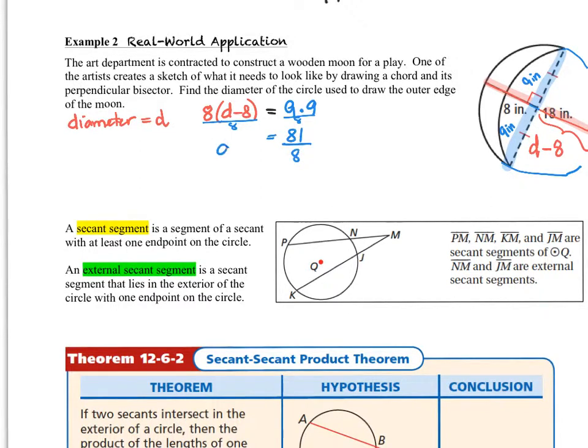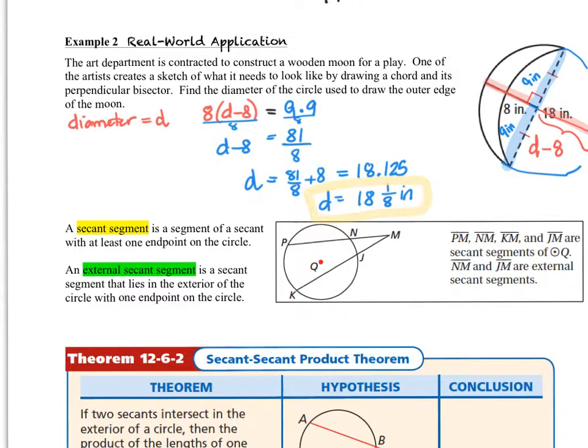Then we know if we divide both sides by 8, we have D minus 8 is equal to 81 over 8, and D is equal to 81 over 8 plus 8, which if we put into the calculator is 18.125, and that, if we convert it into a fraction, is 18 1/8 inches. And that is how long the diameter of the circle is.